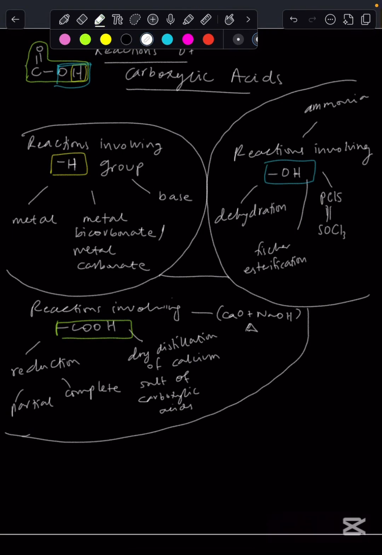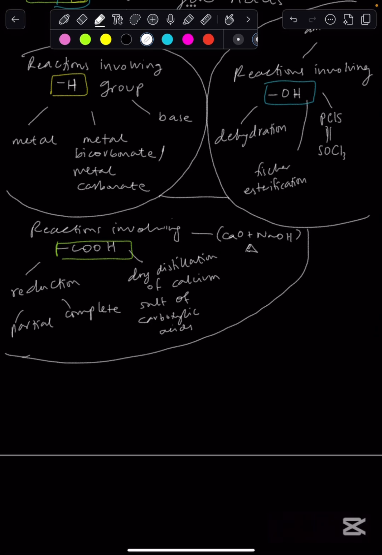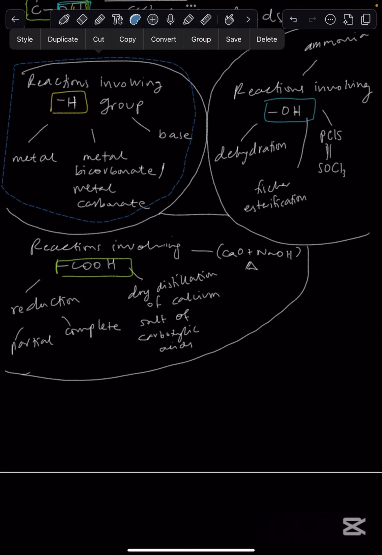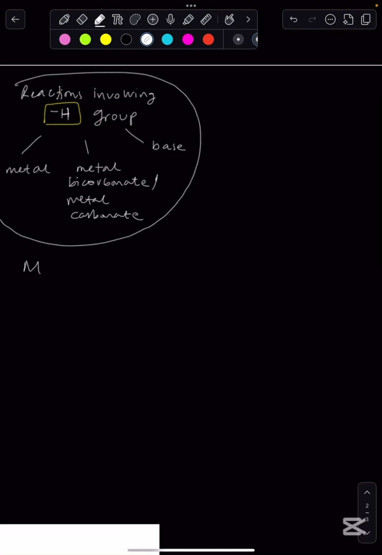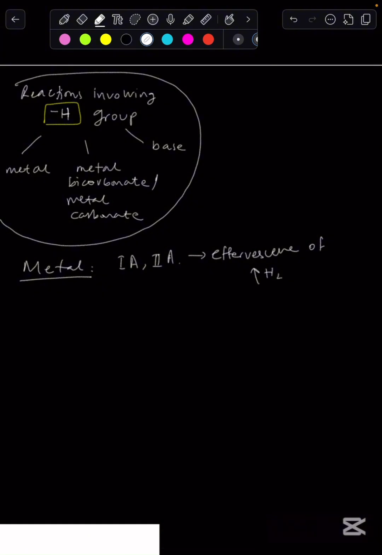Alright, so we may start out with the reaction involving the H group, which is present over here. First we'll react it with a metal, so metals from the 1A group or the 2A group. What we see is the effervescence of hydrogen as gas. We can use sodium, potassium or magnesium. So let's just use magnesium, and then we have, for example, acetic acid.